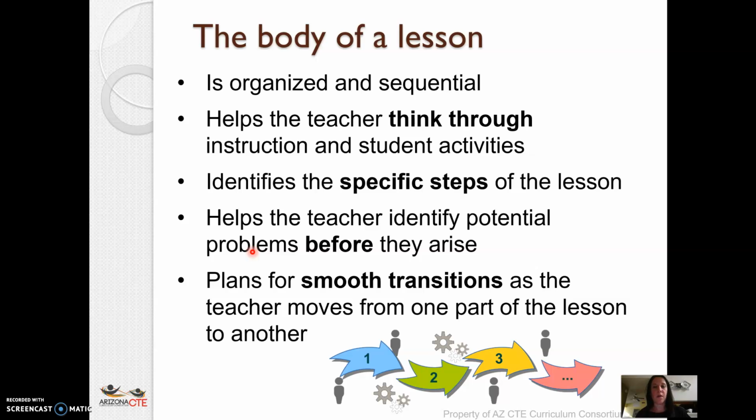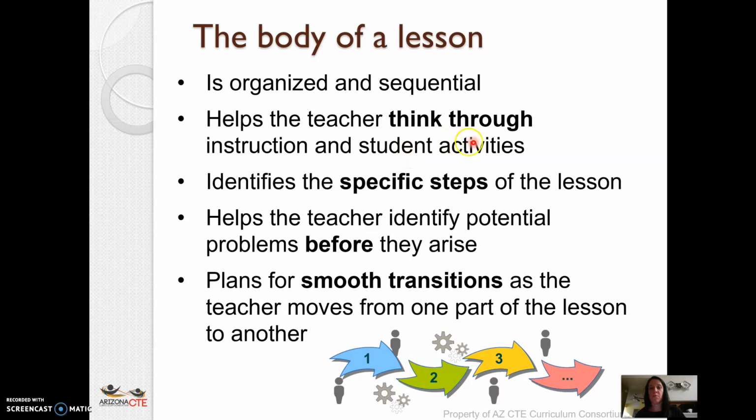It's organized and sequential. It helps the teacher think through the instruction. Like, what are you going to say? Write down what you're actually going to say in this part. That will help you. It's like a script. You wouldn't put on a play without some sort of script. Think of your lesson as a play, essentially. You're acting. You've got to get this information across. You need a script.